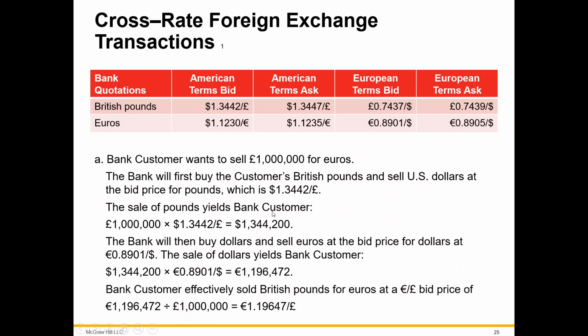Now we have dollars, so now we need to go dollars to euros. We need to get rid of the dollars, so we need dollars on the bottom, and so we want to divide by a number. Do we divide by 0.7437 or do we divide by 0.7439? Euros, I'm on the wrong euros. Do we divide by 0.8901 or divide by 0.8905?